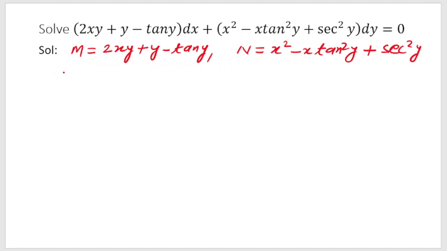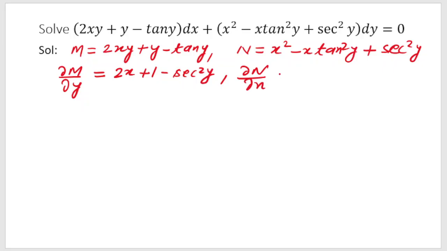So what is the first thing? We have to find del M by del y. So 2x, if I differentiate it, plus 1, and d by dy of tan y, so minus sec square y, right? And what is del N by del x? So here I will get 2x from this term and minus x, so tan square y is a constant, so minus tan square y, and del x by del x will become 1, and sec square y will again give me 0.